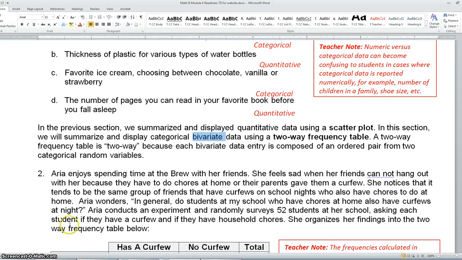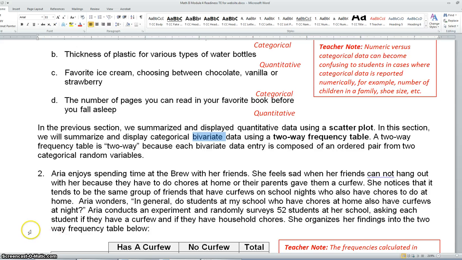Okay, long paragraph. I can read this with you. Aria enjoys spending time at the brew with her friends. She feels sad when her friends cannot hang out with her because they have to do chores at home with their parents. Okay, she noticed that it tends to be the same group of friends that have curfews on school nights and also have chores to do at home. Aria wonders, in general, do students at my school who have chores at home also have curfews at night? Aria conducts an experiment and randomly surveys 52 students at her school, asking each student if they have a curfew and if they have household chores. She organizes her findings in a two-way frequency table below.